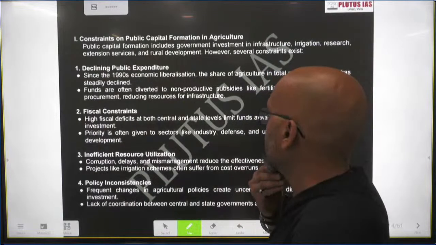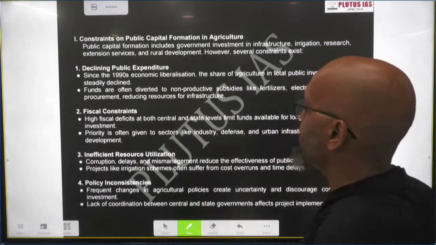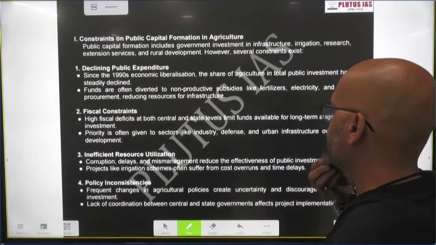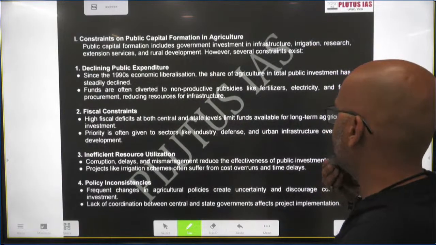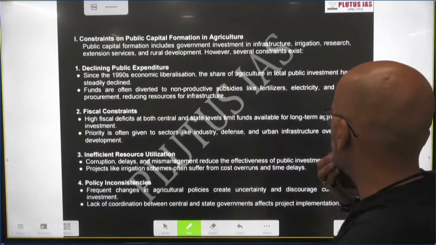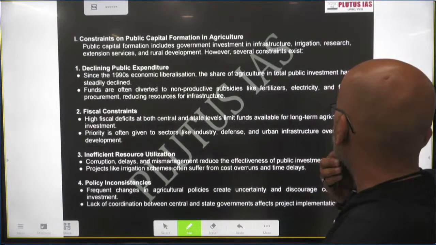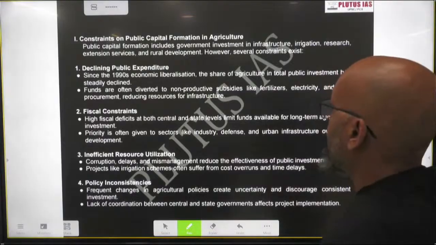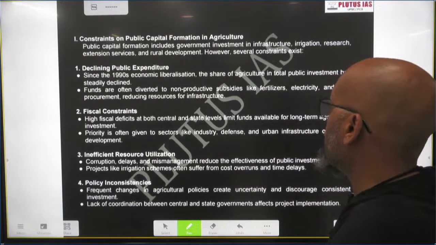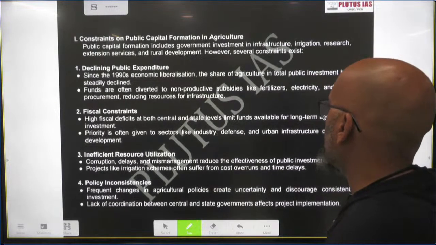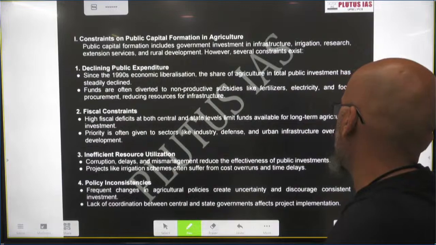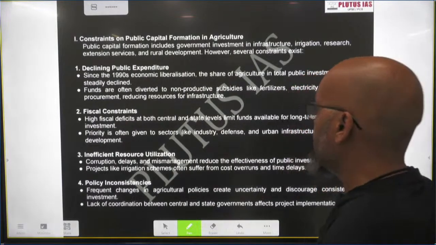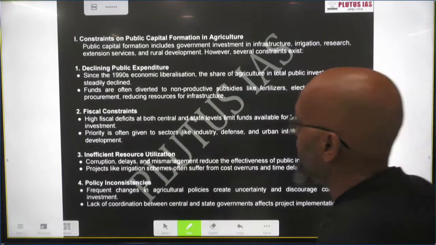So first was decline in public expenditure. Since the 1990s, economic liberalization, the share of agriculture in total public investment has steadily declined. Funds are often diverted to non-productive subsidies like fertilizer, electricity, and food procurement, reducing resources for infrastructure.